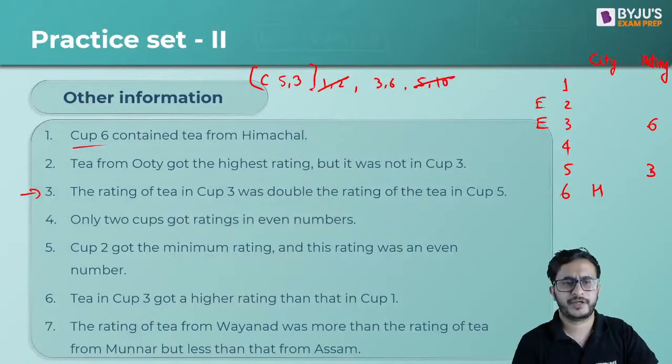Now we have to find this number also. It has to be the least number. So the possibility is 2 or 4, right? It cannot be 4 because that is more than 3. So the only possibility is 2. So this is also done. So we fill the ratings of these two. Okay, so 2 ratings are done.